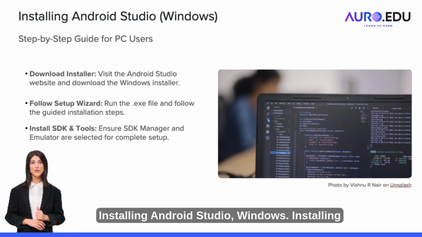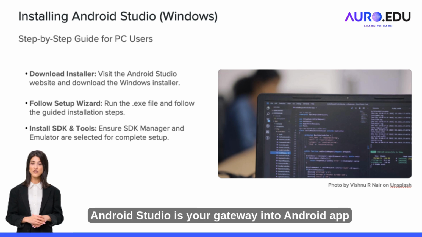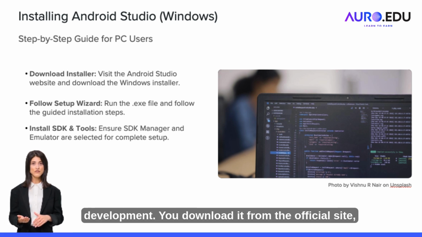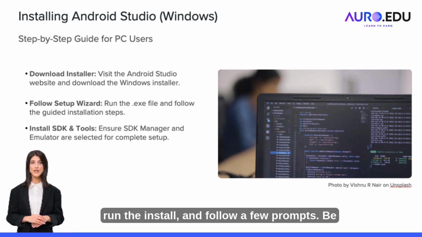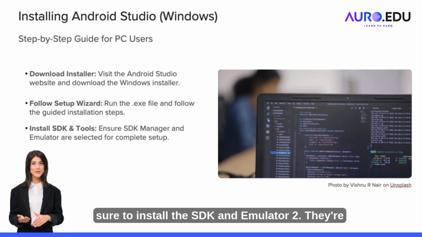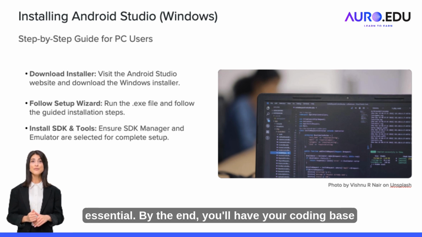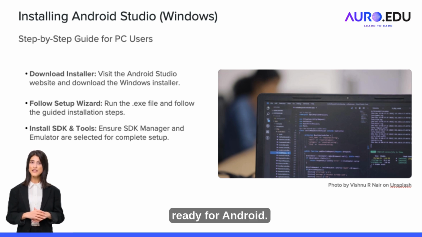Installing Android Studio, Windows. Installing Android Studio is your gateway into Android app development. You download it from the official site, run the installer, and follow a few prompts. Be sure to install the SDK and emulator too. They're essential. By the end, you'll have your coding base ready for Android.